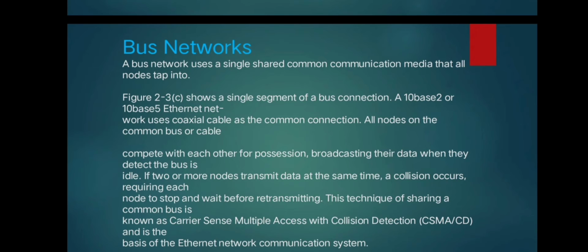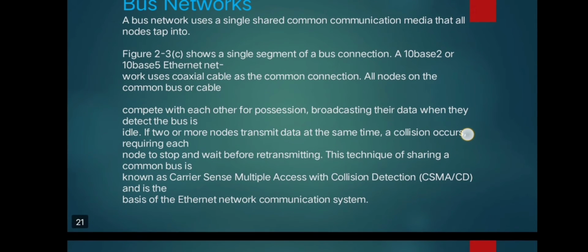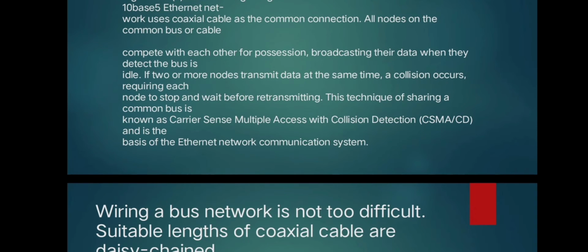All nodes on the common bus or cable compete with each other for position, broadcasting their data when they detect the bus is idle. If two or more nodes transmit data at the same time, a collision occurs, requiring each node to stop and wait before transmitting. This technique of sharing a common bus is known as carrier sense multiple access with collision detection, or CSMA/CD, and is the basis of the Ethernet network communication system.